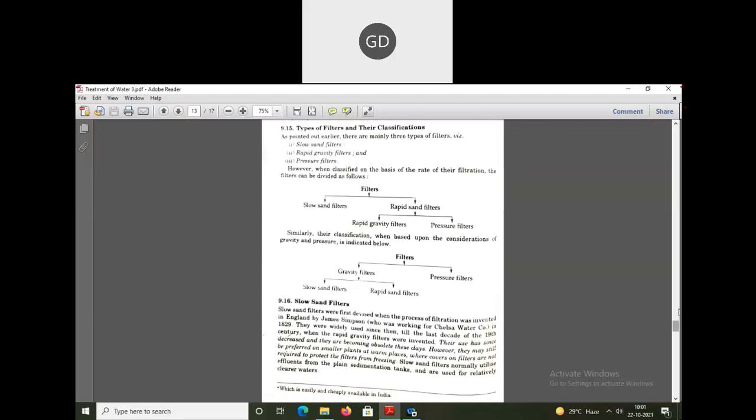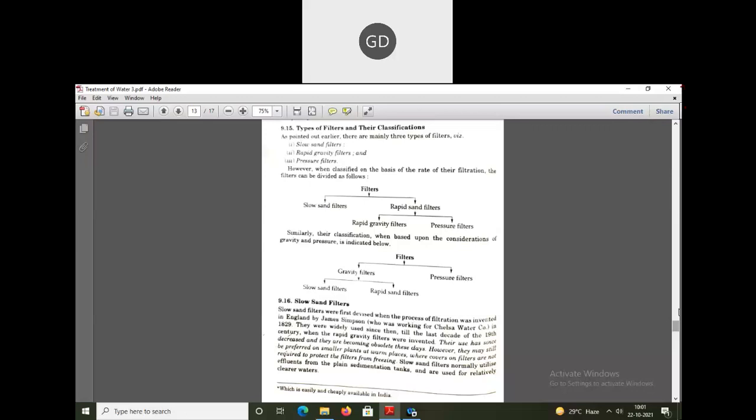So basically, the types of filters are slow sand filters, rapid gravity filters, and pressure filters. Okay, so three types of filters we will learn. The slow sand filters, actually, have become obsolete nowadays.